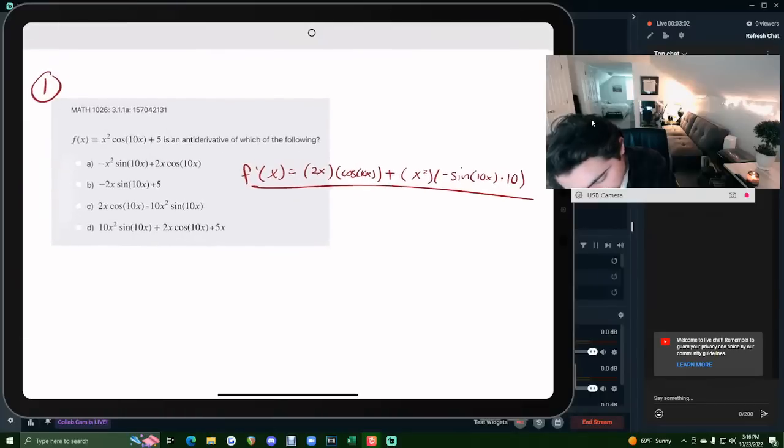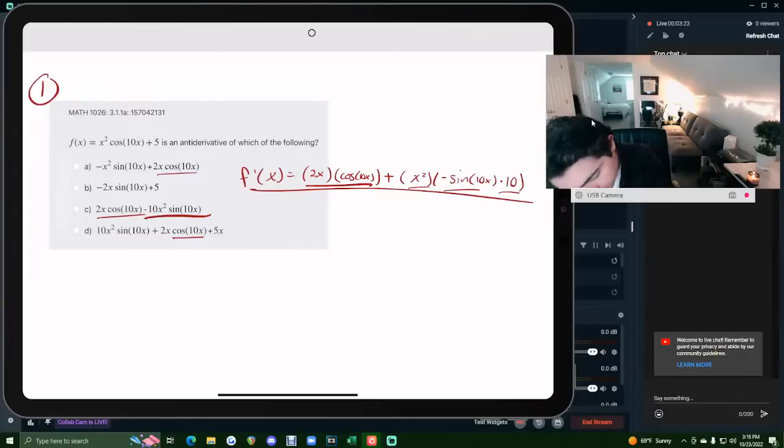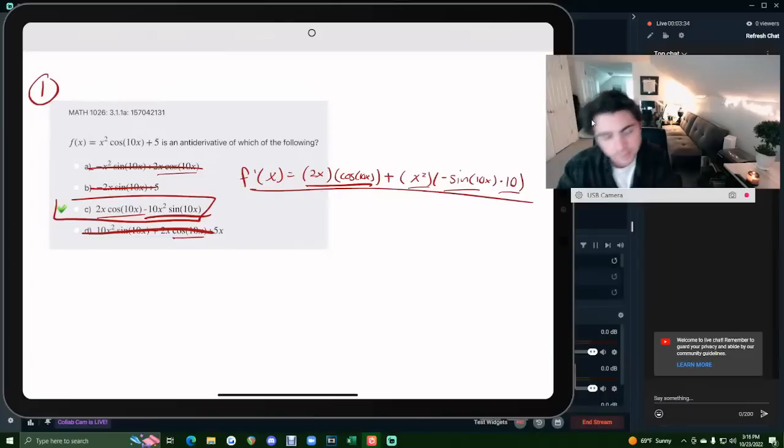So we're looking for this in our answer choices here. We want to see a 2x paired with a cosine of 10x. Where do we see that? We see that here, here, and here. We want to see an x squared with a negative sine of 10x and a 10 all together. And I see that here. We almost see the right term here, but it's not negative, and so we eliminate this. It's got to be C. And that's all there is to it. We're taking the derivative of that function when they ask this one. That's it.